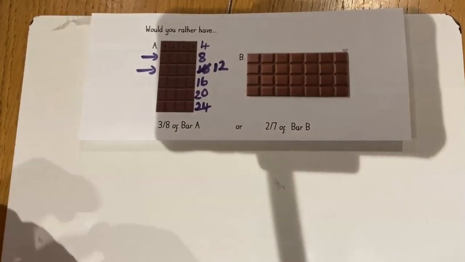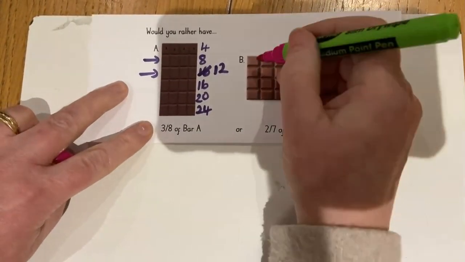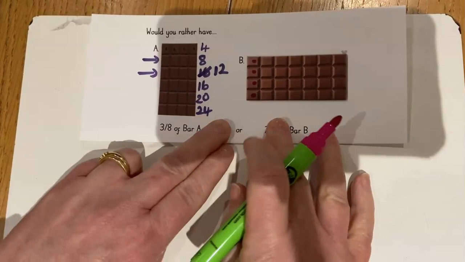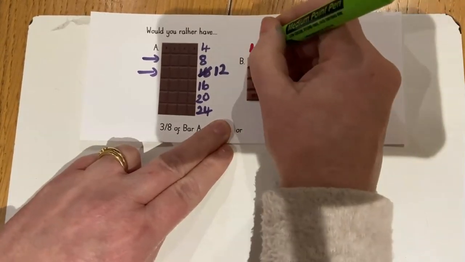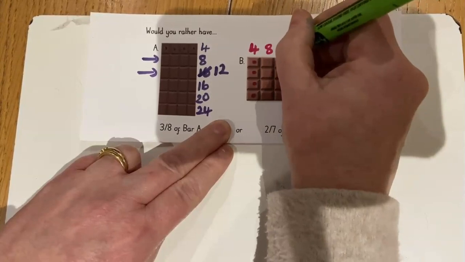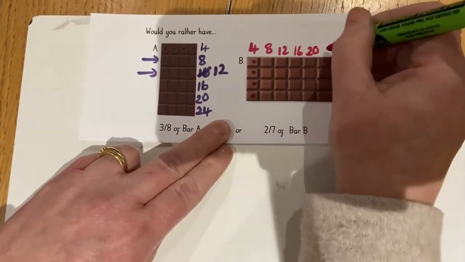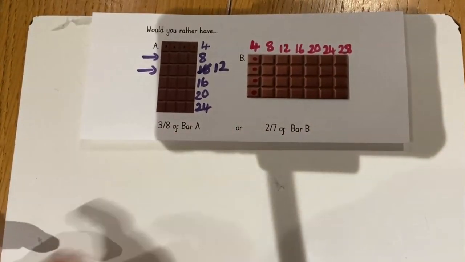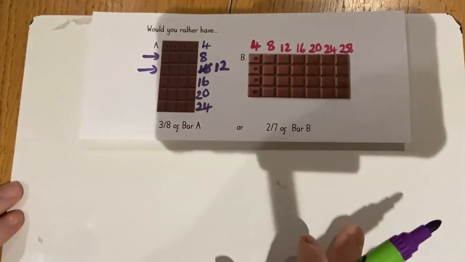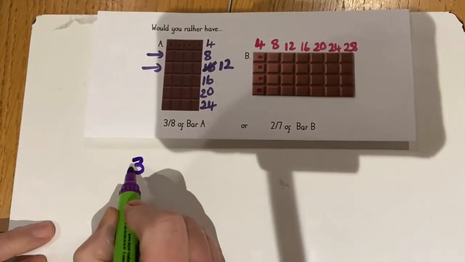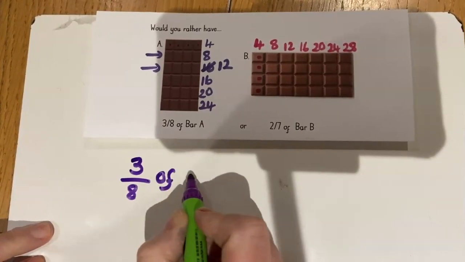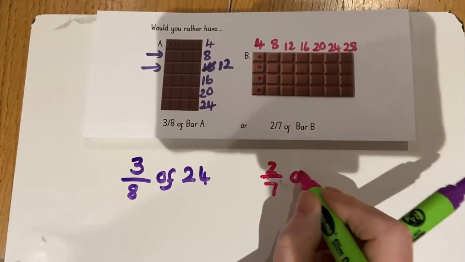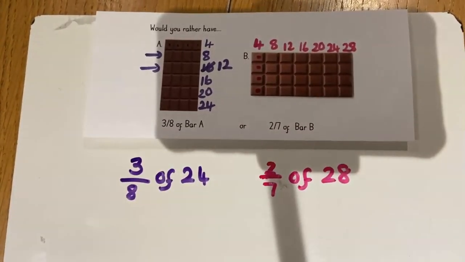Or would I rather have 2/7 of bar B? And I can see that there are 1, 2, 3, 4 bits of chocolate in each of my columns. So this is 1 4 is 4, 2 4s are 8, 3 4s are 12, 4 4s are 16, 5 4s are 20, 6 4s are 24, 7 4s are 28. So bar B's got more chocolate. So how am I going to find out what 3/8 of 24 is? And how am I going to find out what 2/7 of 28 is?